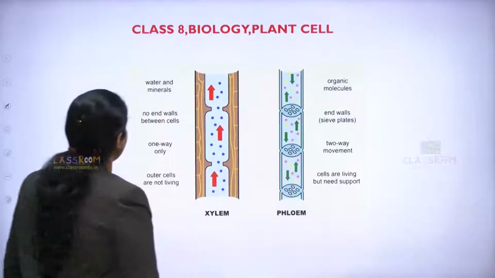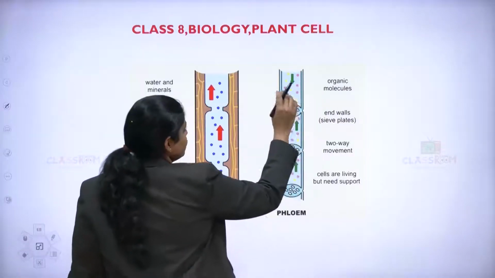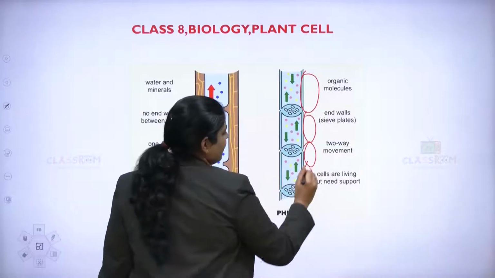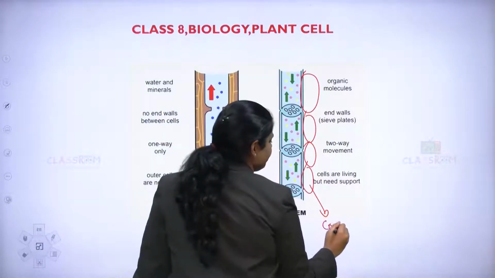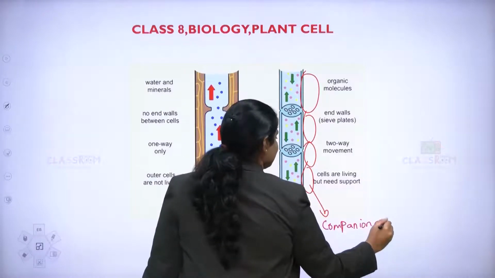So let me explain it more clearly. This is the xylem and this is the phloem. All right. And phloem always has companion cells.